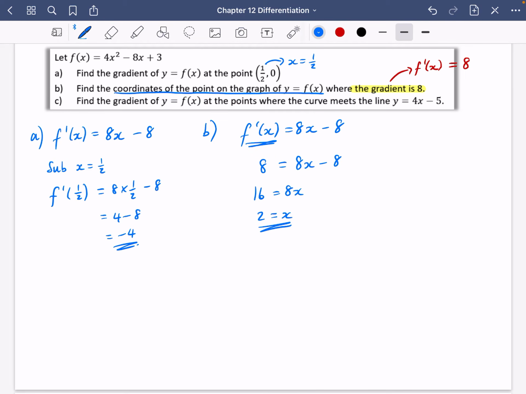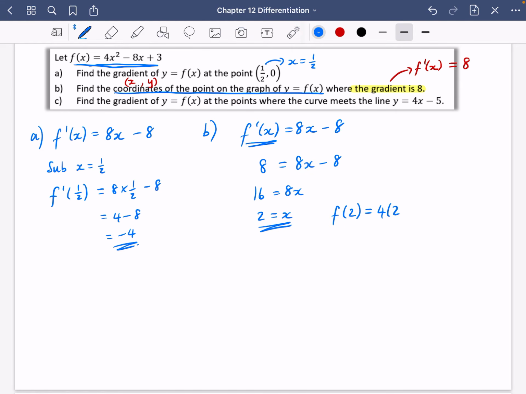So the x coordinate is 2. But when it says coordinates, we need to find 2 things. We need to find the x, and we need to find the y. Well, x is 2. So if x is 2, I can find out y by using the function. So I'm going to put 2 into the function, not into the gradient function, but into the overall function to find out the y coordinate.